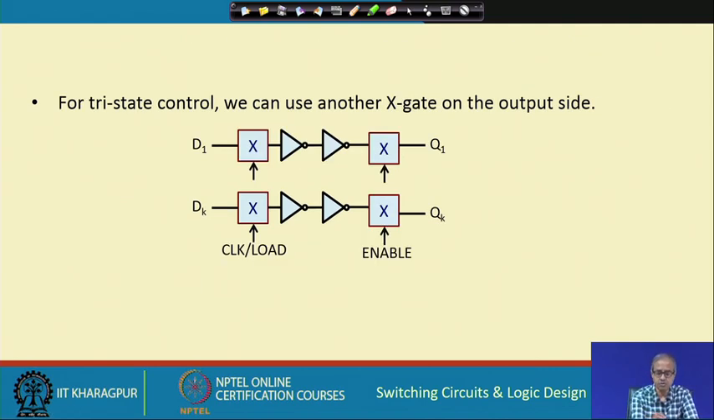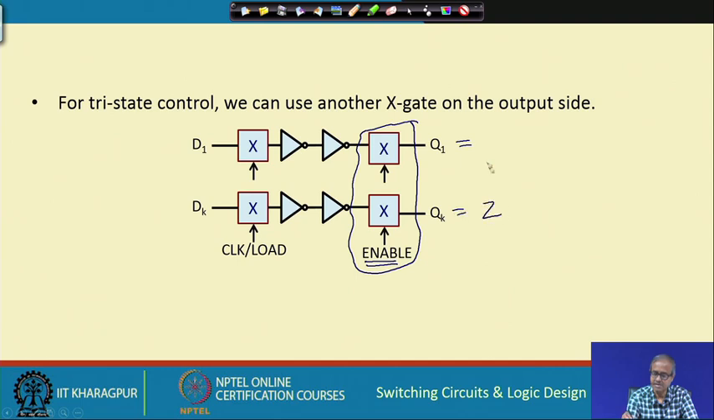Now, if you want to also add tri-state control as we had discussed for normal registers earlier, what you can do is add another set of transmission gates on the output side and connect them to enable. If enable is 1, then these transmission gates will be enabled and the output of the NOT gate will come to Q 1 or Q k, but if it is not enabled, then the outputs will be in the high impedance state.